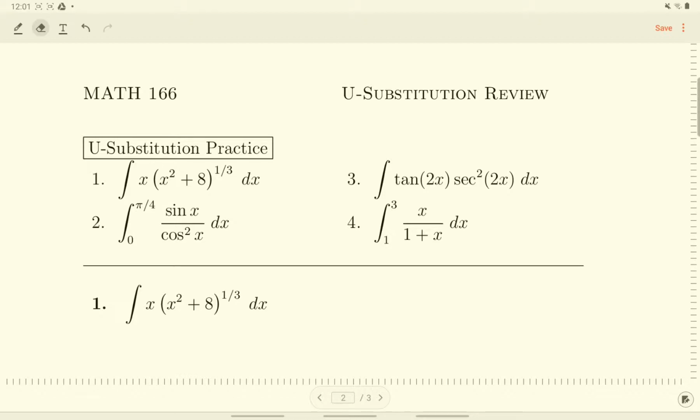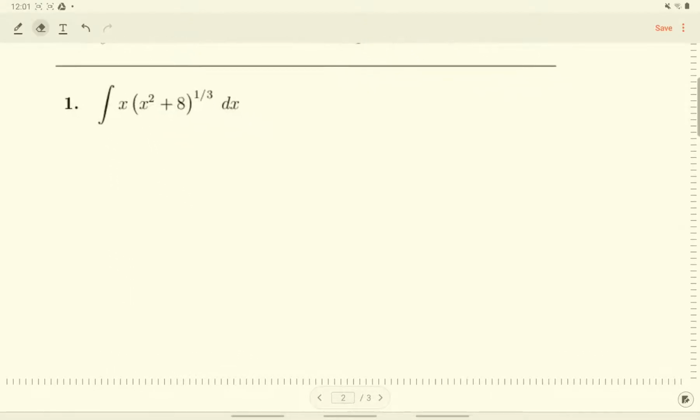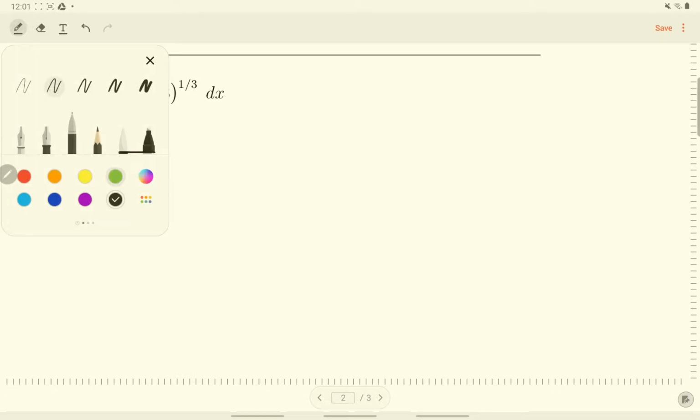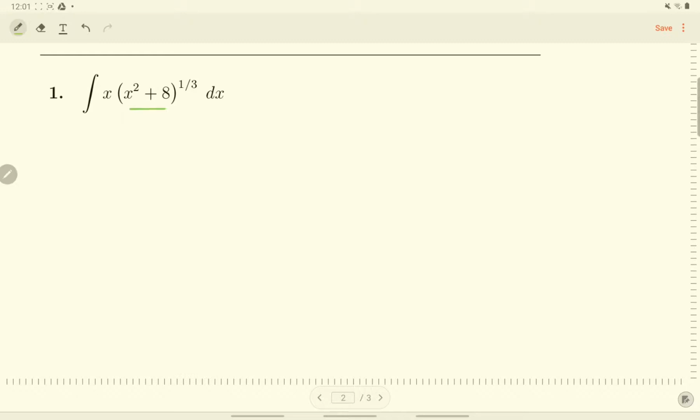All right, so let's go ahead and look at the first example. With U-Substitution, we're reversing the chain rule, so I'm always looking for that inside and outside function. Here, this x squared plus 8 looks like it's been plugged into another function. So that's a good thought to try for u.